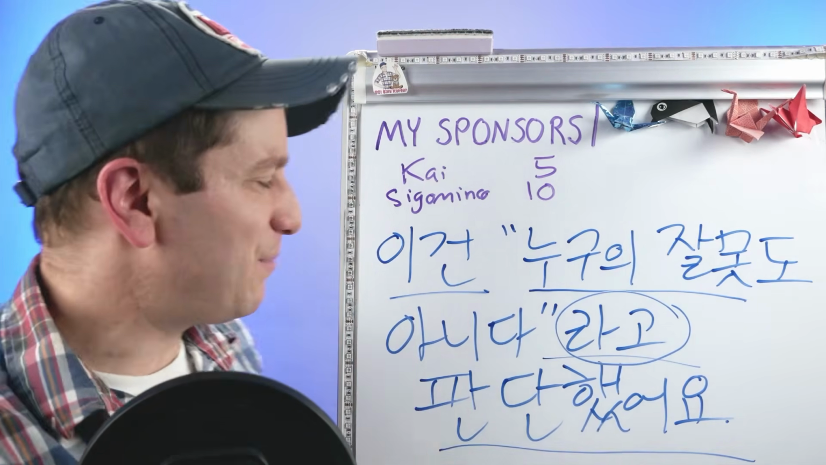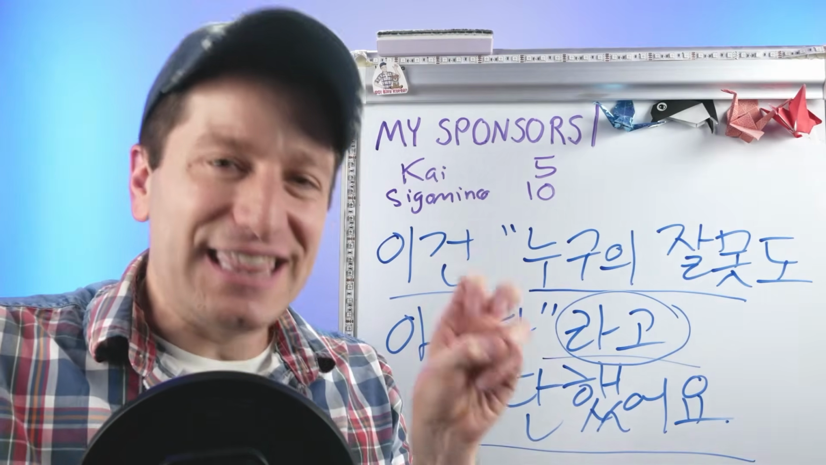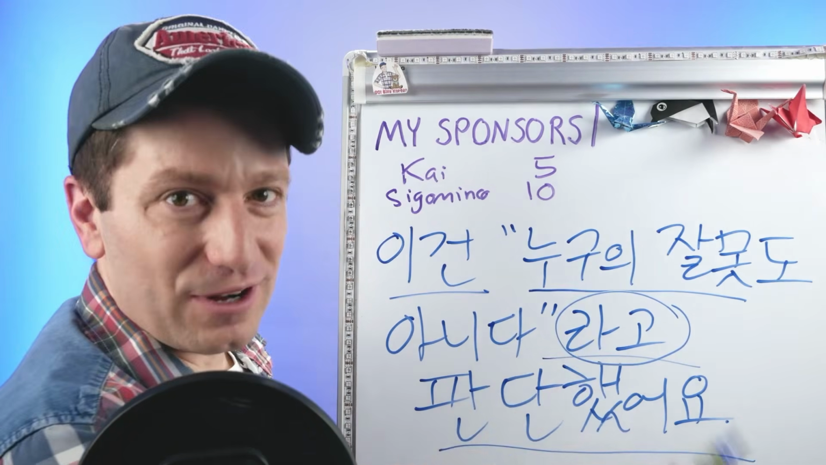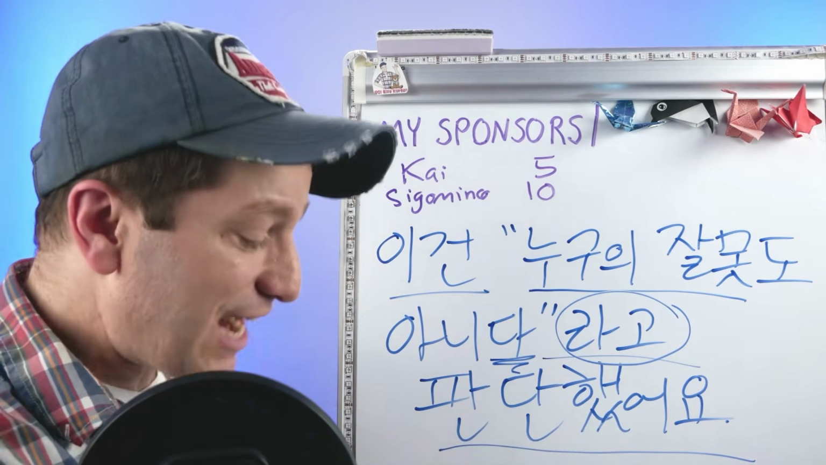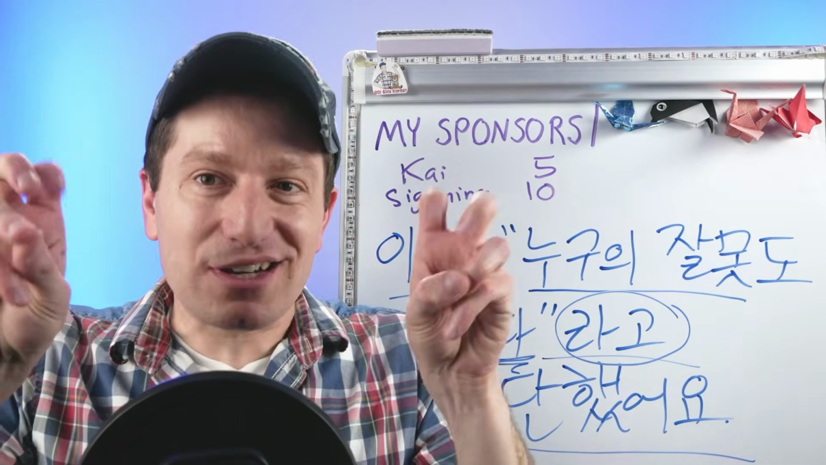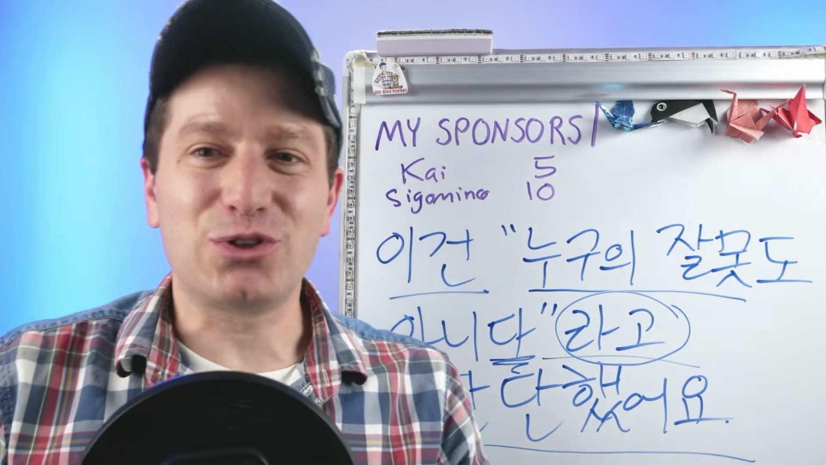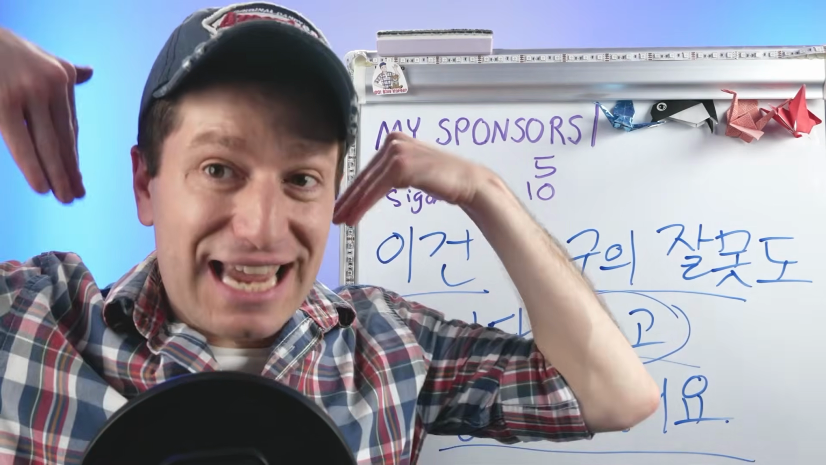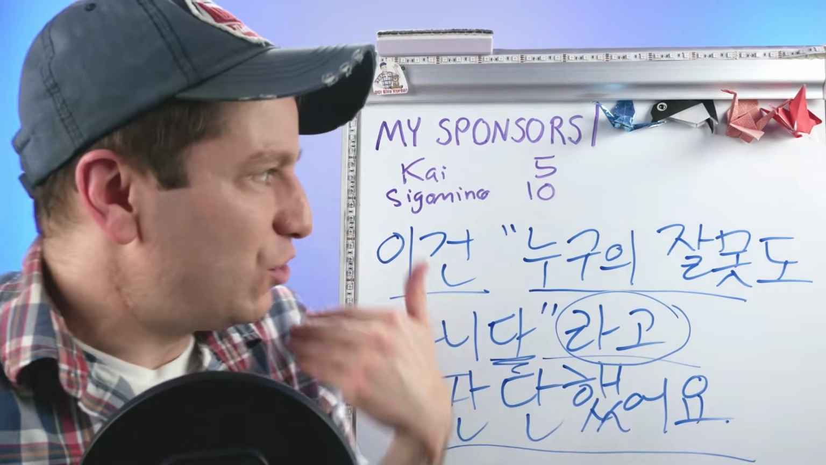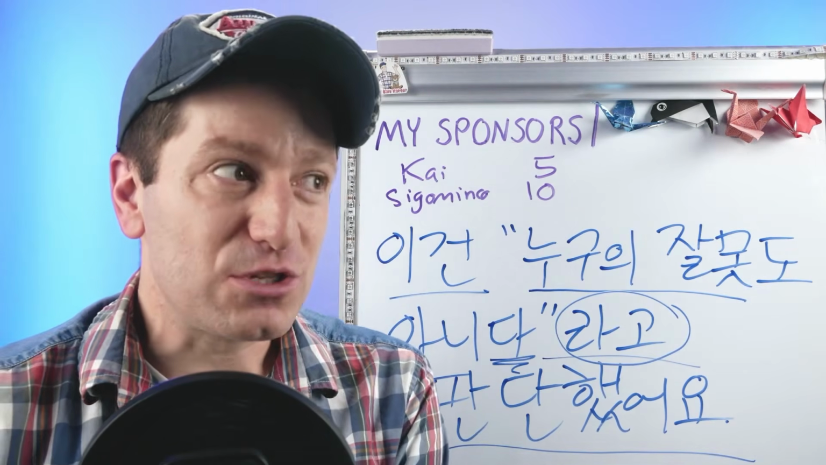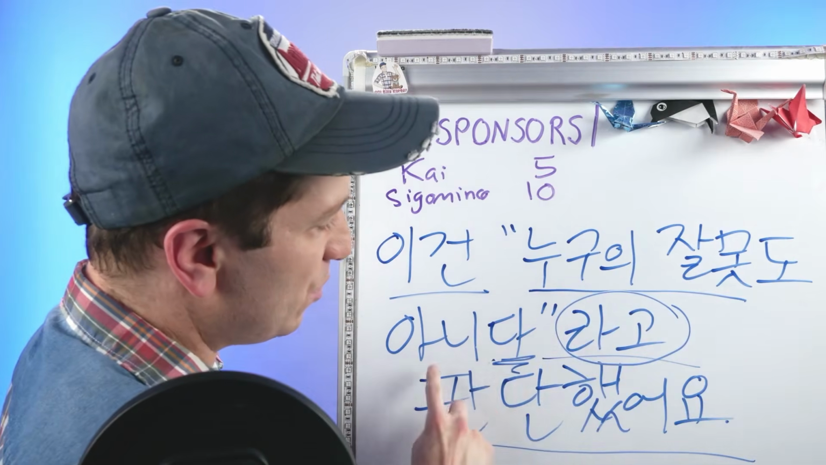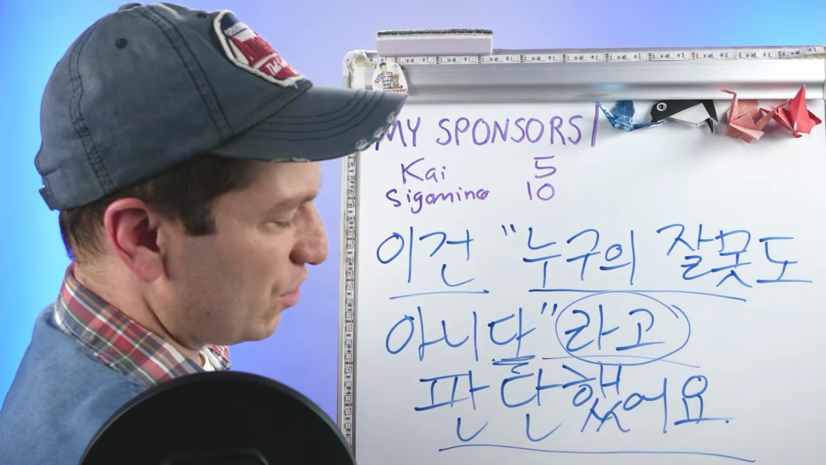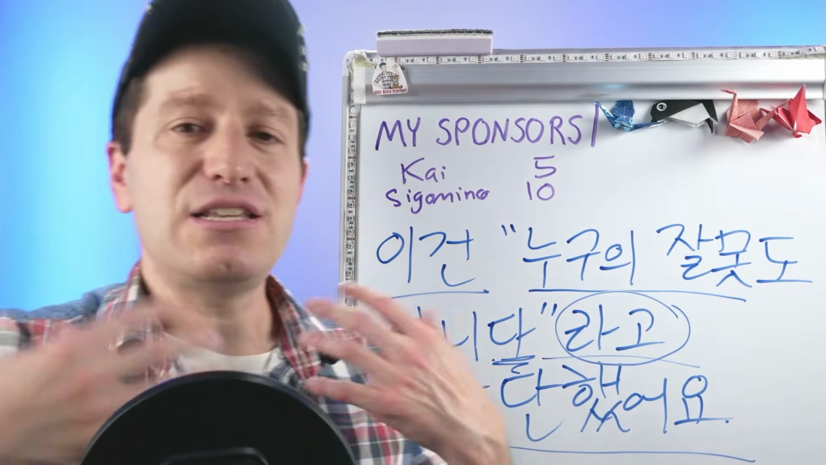But what you're saying by saying 아니다 and then adding 이라고, or in this case 라고 because it ends in a vowel, what you're saying here is actually the literal quote of 누구의 잘못도 아니다. That's what they actually said. So you can also use these forms to make a literal direct quote. 이건 누구의 잘못도 아니다 라고 판단했어요. So they judged that it is no one's fault.